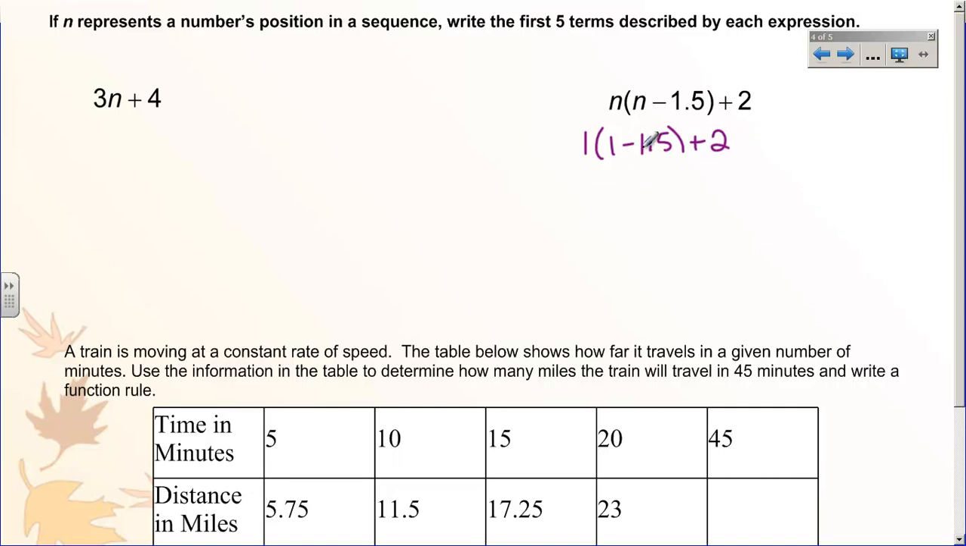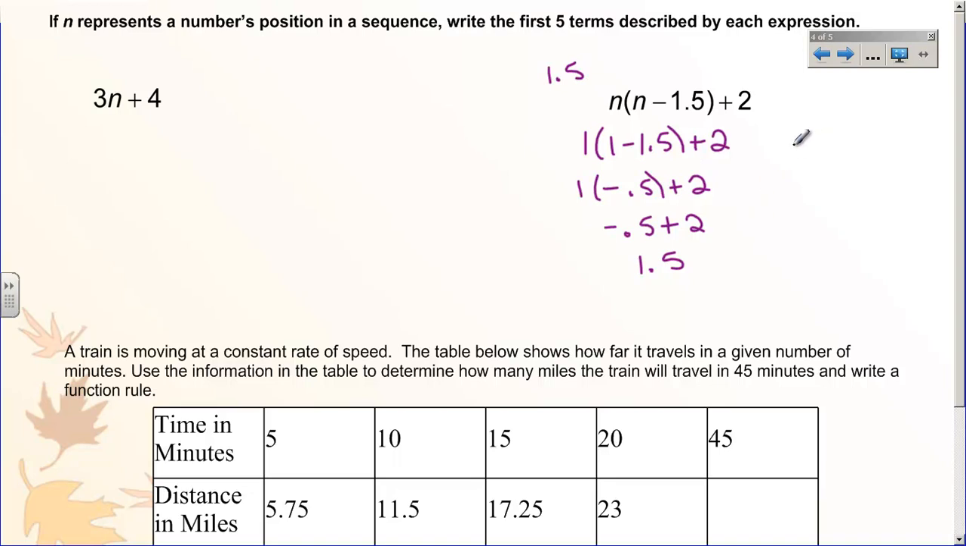Then I'm just going to calculate out what it equals. Well, 1 minus 1.5 is negative 0.5, so I have 1 times negative 0.5 plus 2. Anything times 1 is just itself, so I have negative 0.5 plus 2, which is 1.5. So the first term in this sequence is 1.5.